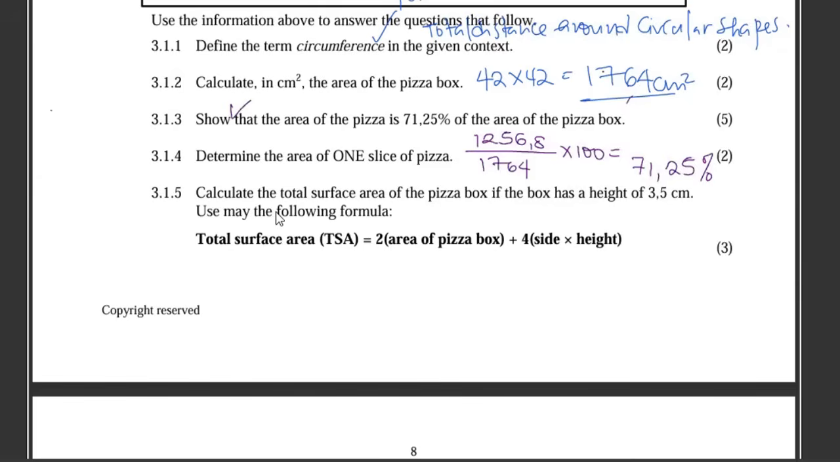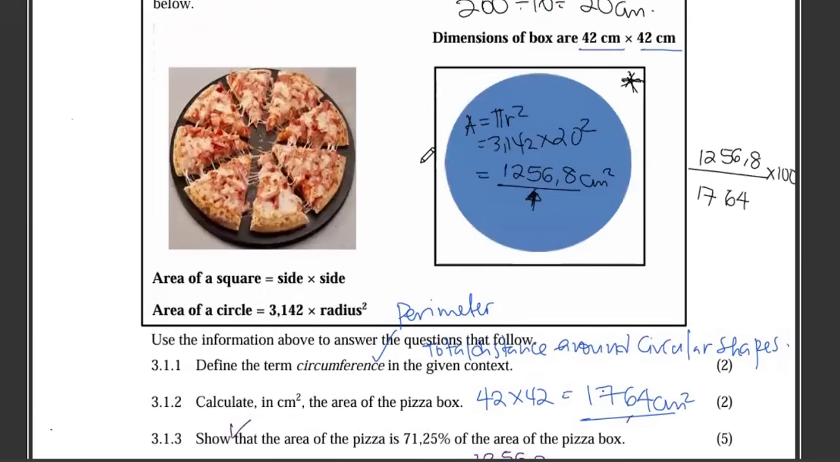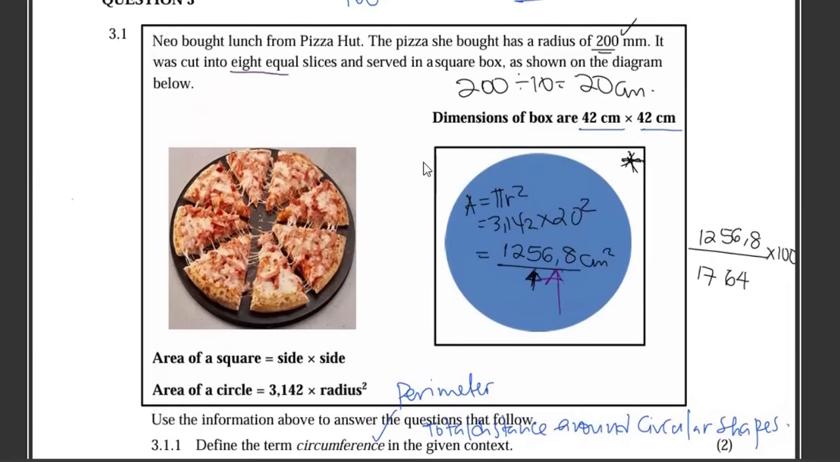Okay. Determine the area of one slice of pizza. Now remember we found out that the area of the pizza is this much altogether. And they are telling you there are 8 equal slices. Meaning we're going to get the area of only one slice, which is 1,256.8 divided by 8. The answer became 157 centimeters what? Squared.